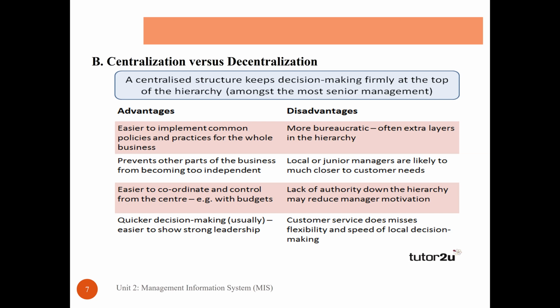First, the centralized structure keeps decision making firmly at the top of the hierarchy, among the most senior management. So whenever decisions are centralized, they are taken by the highest authority, the senior management, the CIO. You can say it is the organization's main person who is responsible for taking the decision. That is centralized.